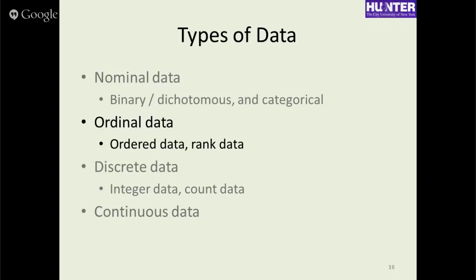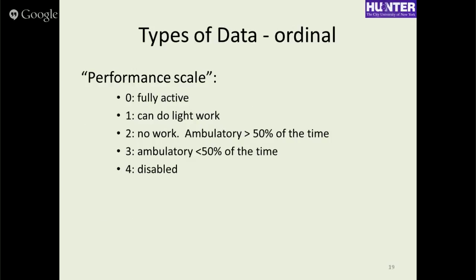So ordinal data is almost like nominal data, except that there is an order to the data. They're still not really numbers. So as an example, this Karnofsky performance scale rates how mobile a patient at a hospital is, from fully active to less active, less mobile, to completely non-mobile or disabled. These have a ranking from the most active to the least active, but they're not really numbers. Again, they're nominally numbers, but they are ordered.